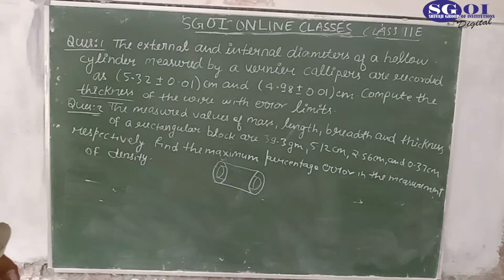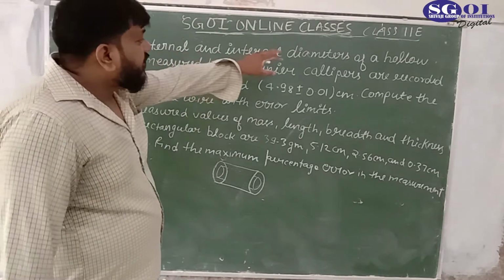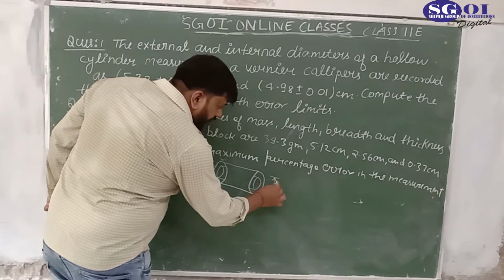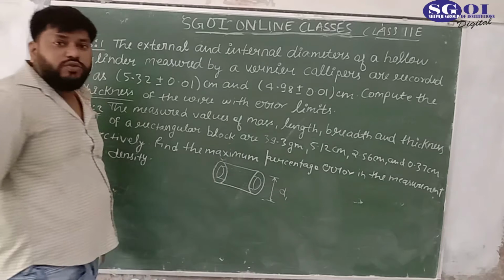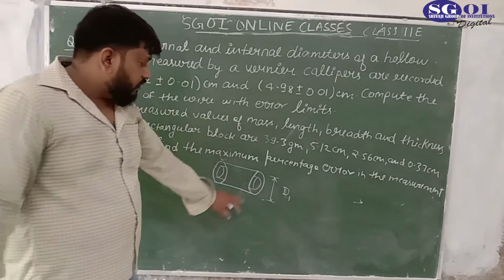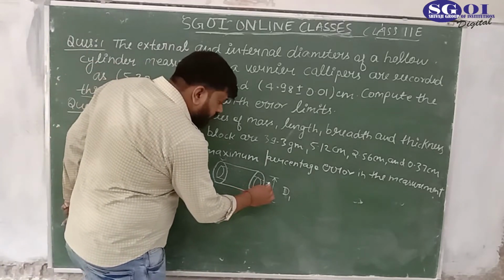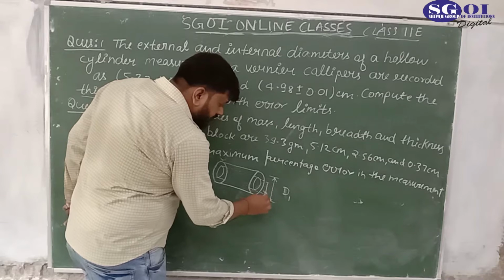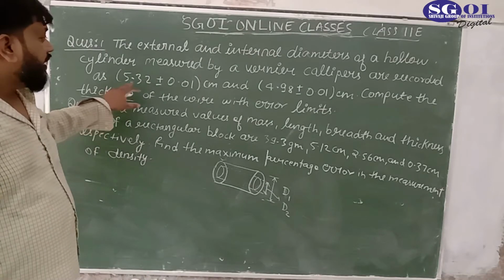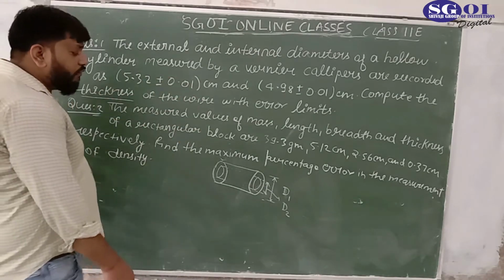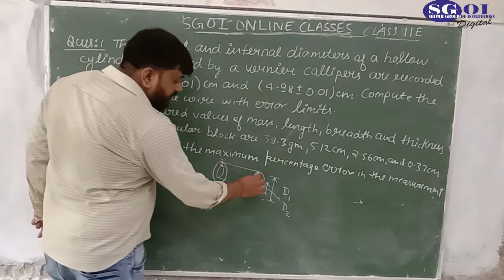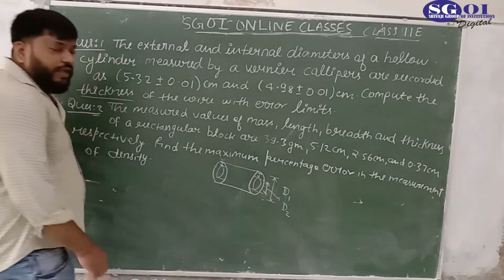This is a hollow cylinder. You are seeing the external and internal diameters. This is the external diameter, we assume capital D1, and this one is the internal diameter D2. We have been given the D1 and D2 measurements, and we have to find the thickness. What is the thickness? This one is the thickness. So we have to find this value.